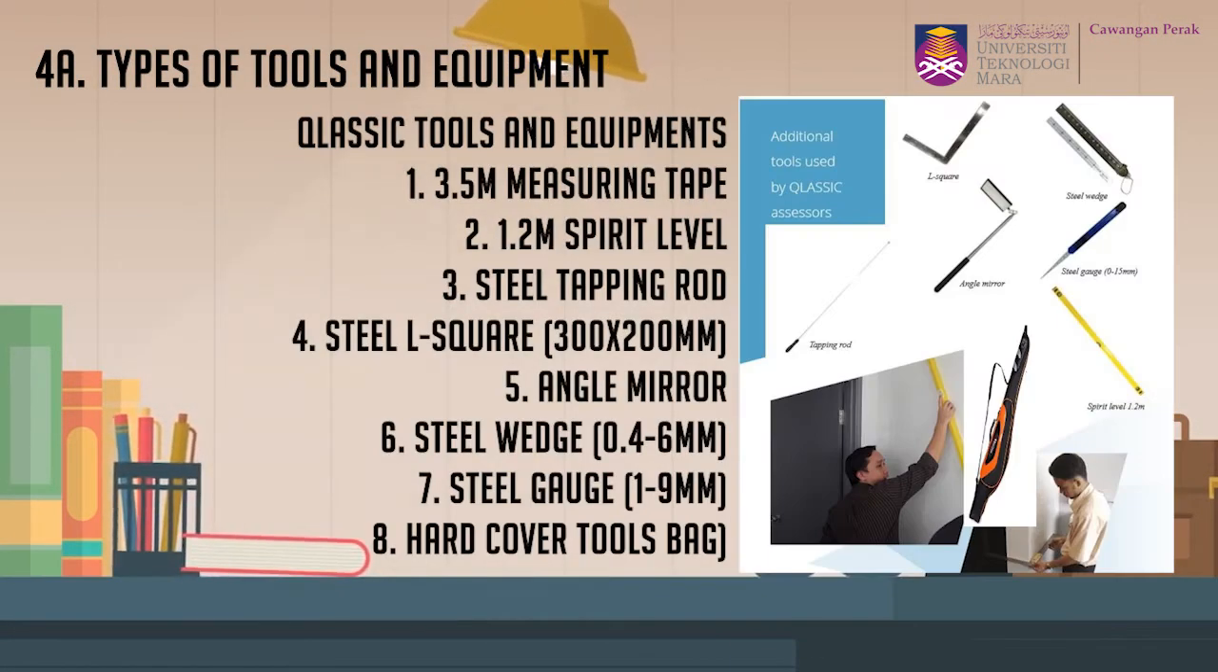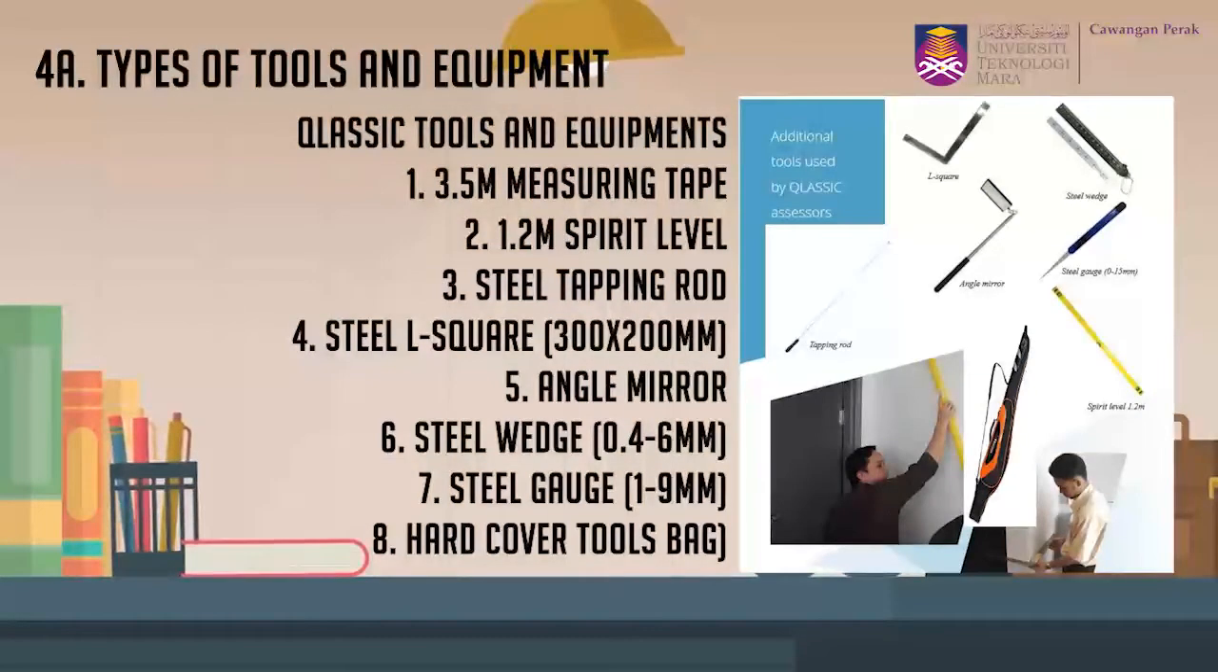What you are currently seeing are the Qlassic tools and equipment, which come in one set. The first one is a 3.5 meter measuring tape. The second one is a 1.2 meter spirit level, and you have a steel tapping rod, steel L square, angle mirror, steel wedge, and steel gauge. And last but not least, a hardcover tools bag, in order for them to be put in the same place together.